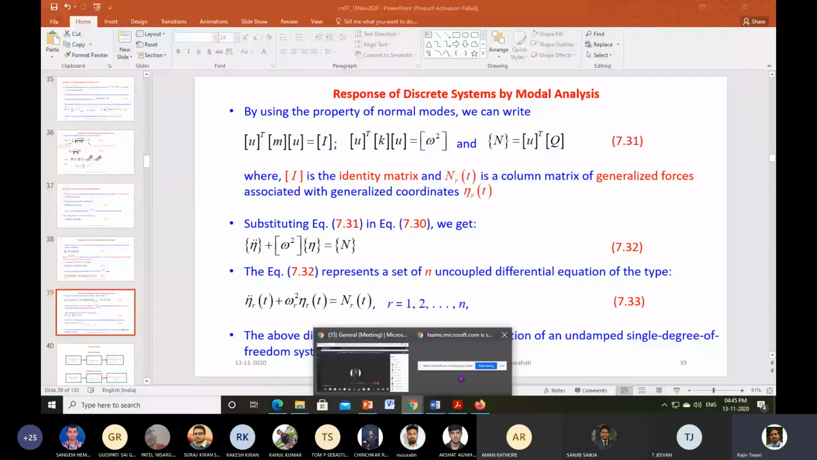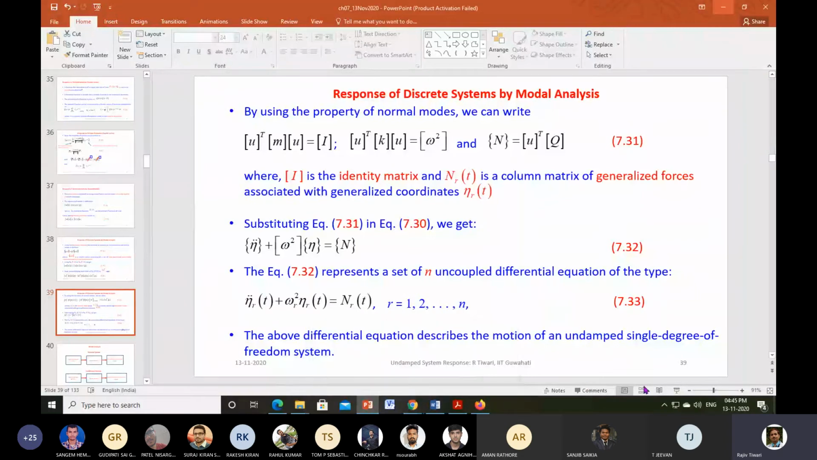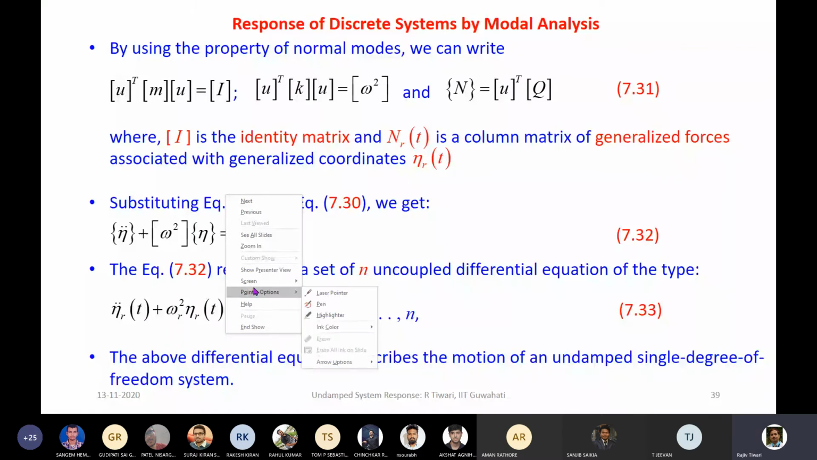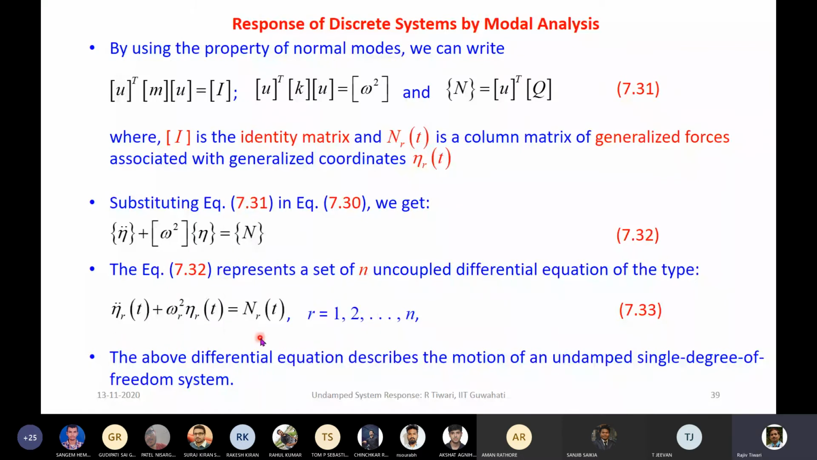Okay. So this is the uncoupled equation. So we can write them like this. This is a single degree of freedom system, but n in number. So earlier the equation of motion was coupled, a single system having n degrees of freedom. Now, because of the modal matrix, we could uncouple them.